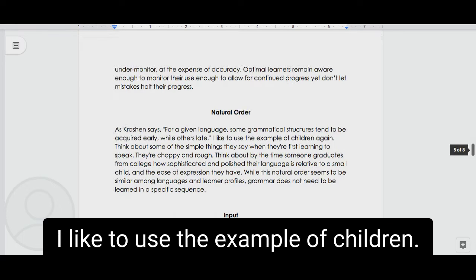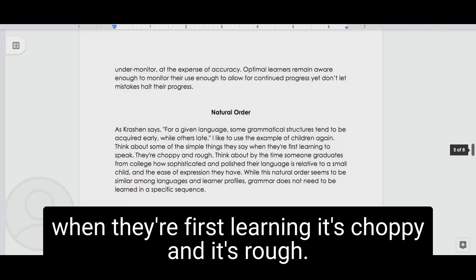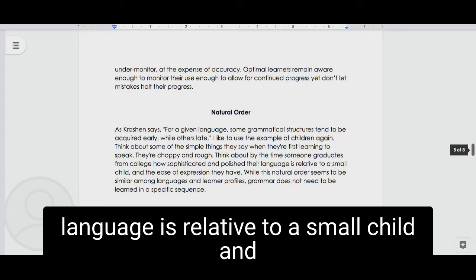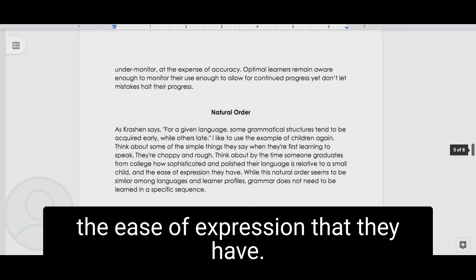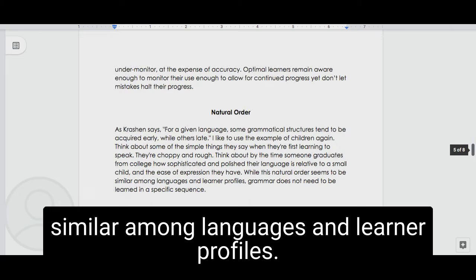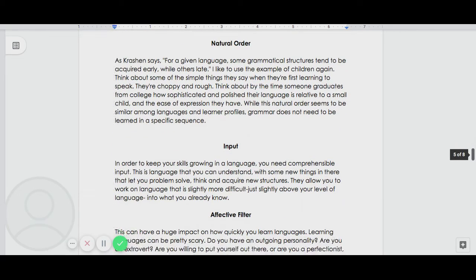Natural order. As Krashen says, for a given language, some grammatical structures tend to be acquired early while others late. I like to use the example of children. Think about some of the simple things they say when they're first learning. It's choppy and it's rough. And then think about the time someone graduates from college and how sophisticated and polished their language is relative to a small child and the ease of expression that they have. This natural order seems to be similar among languages and learner profiles, and grammar does not need to be learned in a specific sequence.